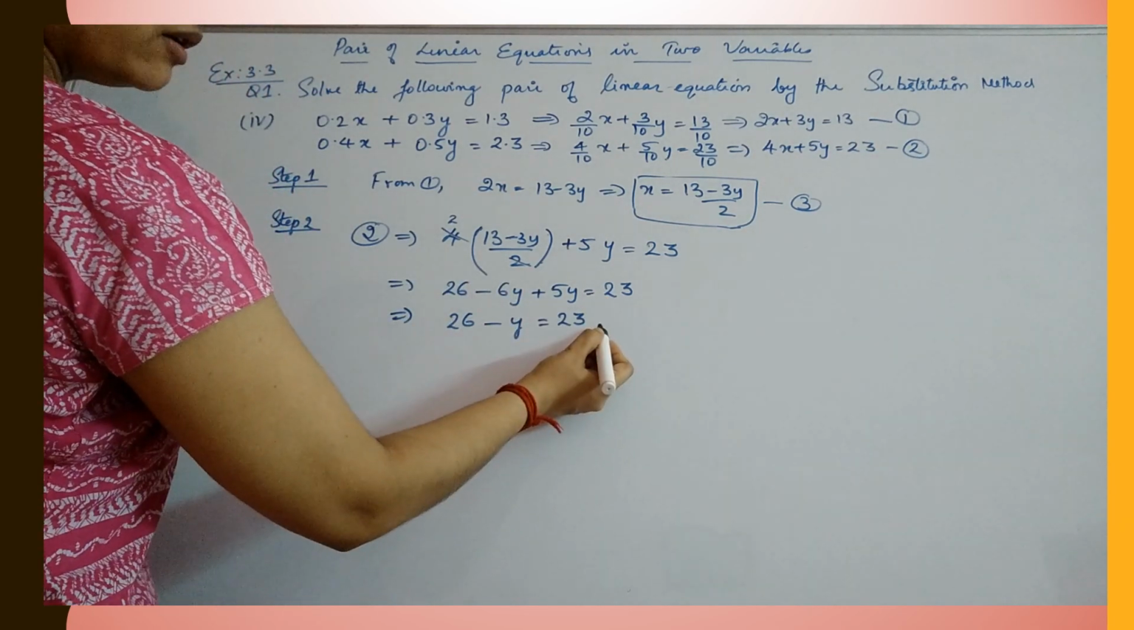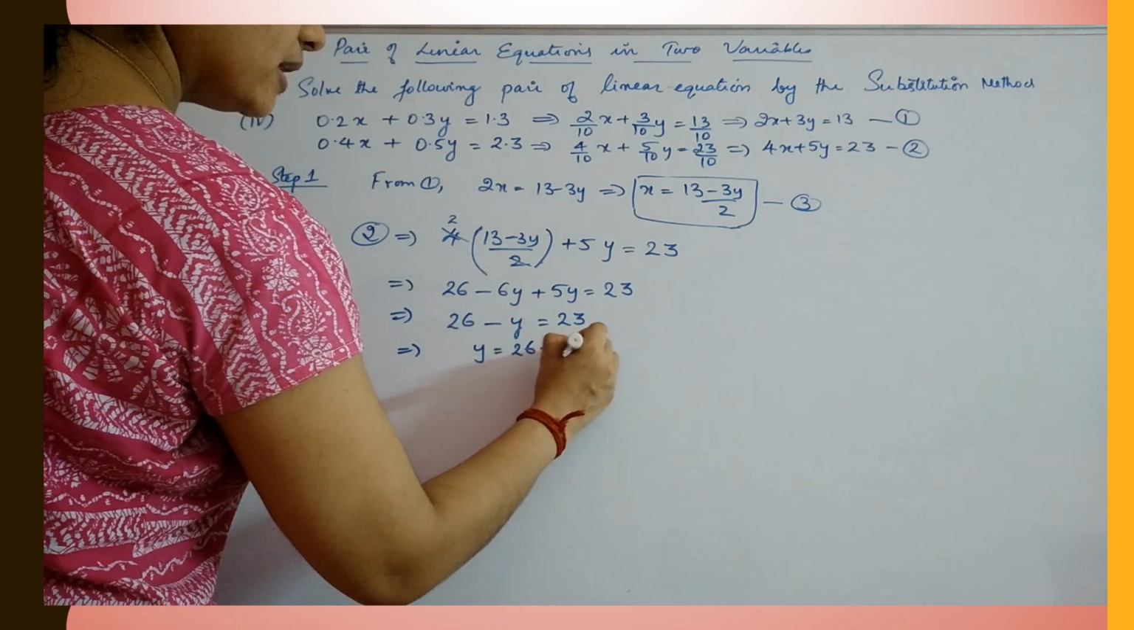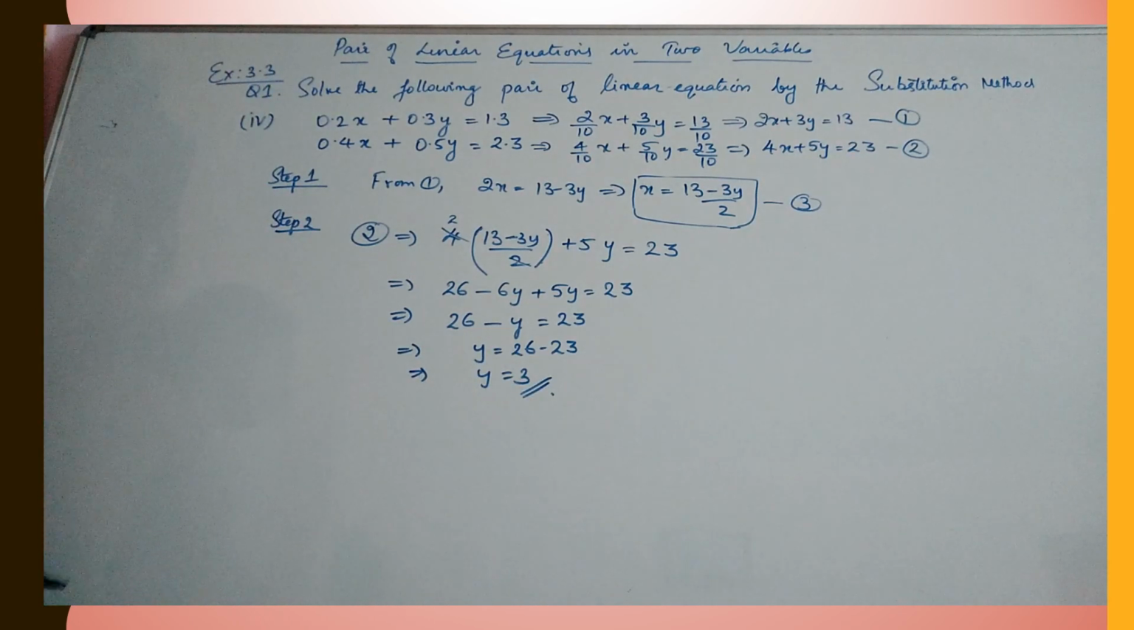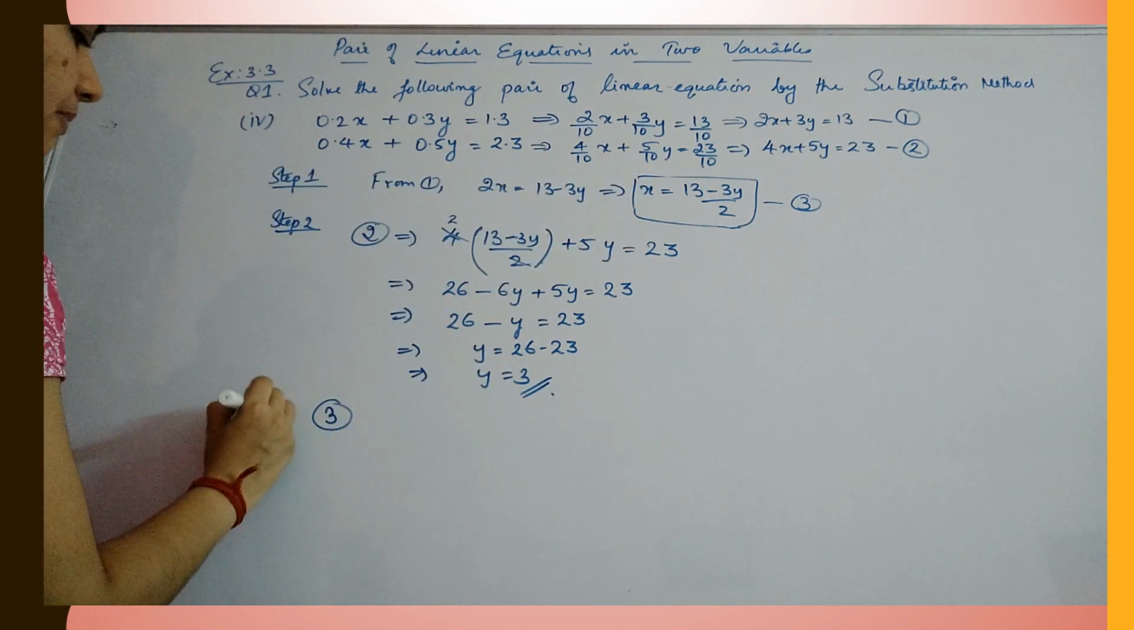Now here again y goes there and 23 comes here, means you will get y is equal to 26 minus 23, which is equal to 3. So you got the value of y. Now you want to find out the value of x. So in equation number 3, just step 3.